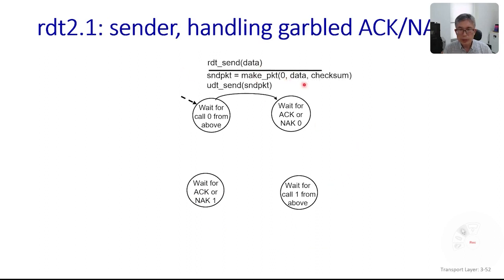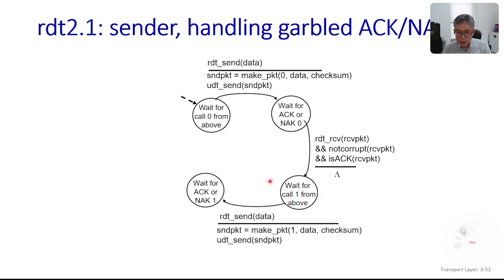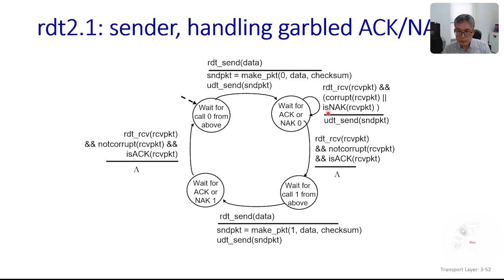In that case, we add sequence number 0 and move to this state, waiting for the ACK or NAK. Then it receives a non-corrupted acknowledge and waits for the application, but this time the application data is associated with sequence number 1, the previous one being 0. It makes the packet using sequence number 1, sends it, and receives the acknowledge, then moves to this state. But if it is corrupted or negative, it retransmits this packet. Similarly, if the previous one was the sequence number 0 packet and this is the sequence 1 case, and it is also corrupted or negative, it retransmits this packet with sequence number 1.